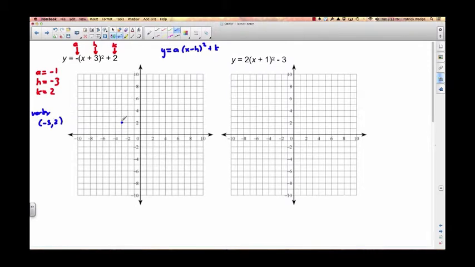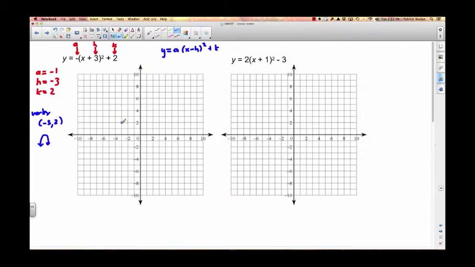Okay, next thing, does this thing face up or down? How do you know? You look at the a value. The a value is negative, so this thing's going to face down. Is it going to be wide or narrow or neither? It's going to be neither, right? This a value is -1, which means it's congruent to the mother function. So it's going to be the same width as the mother function.